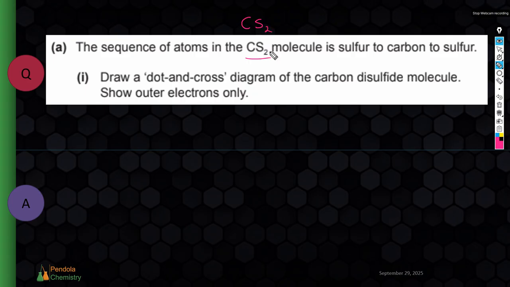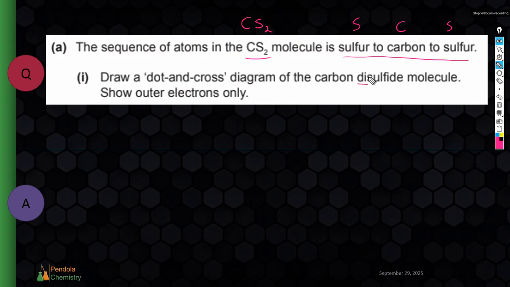I'm going to draw this here because then I'm going to go to the black screen. The sequence of atoms in the CS2 molecule is sulfur to carbon to sulfur. So they're even telling us that sulfur is first, then carbon, then sulfur, meaning this sulfur connects to this carbon, and this sulfur connects to this carbon. This is important information because even without knowing what CS2 looks like, we can get an idea of what the structure is. And it says, draw a dot and cross diagram of the carbon disulfide molecule, CS2 being carbon disulfide.